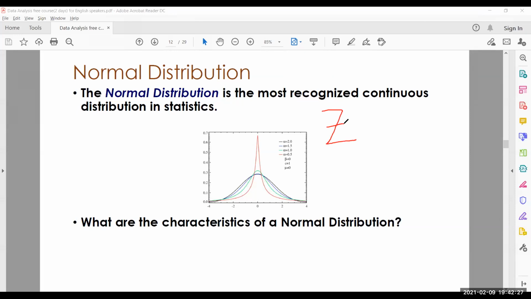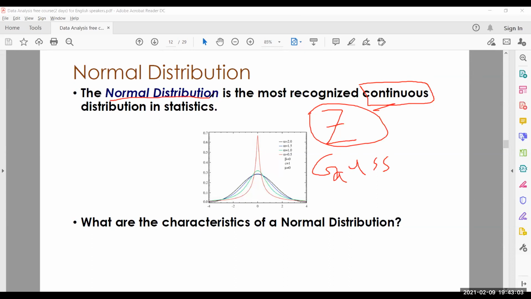So why do they call it normal distribution? Because simply, the normal distribution is the most recognized continuous distribution in statistics. What does this phrase mean? It means that whenever you have a process with continuous data, time, weight, length, height, and so on, this process by 90% or more will follow the normal distribution, or the Z distribution, or the Gaussian distribution, Gauss. That's why it's called normal.